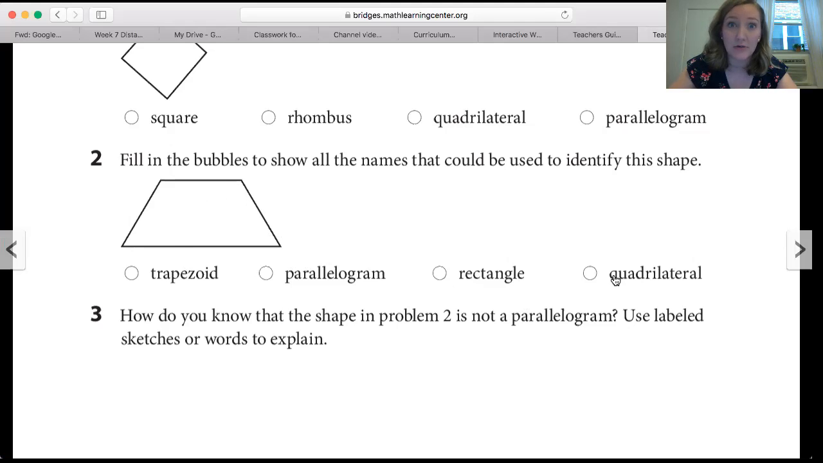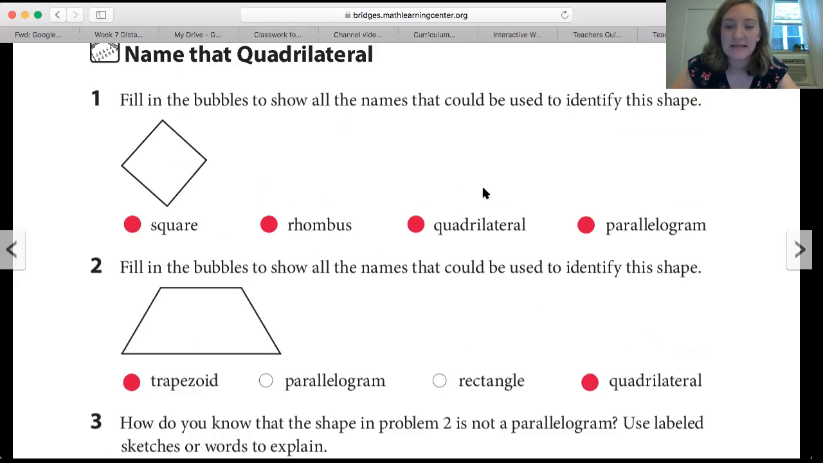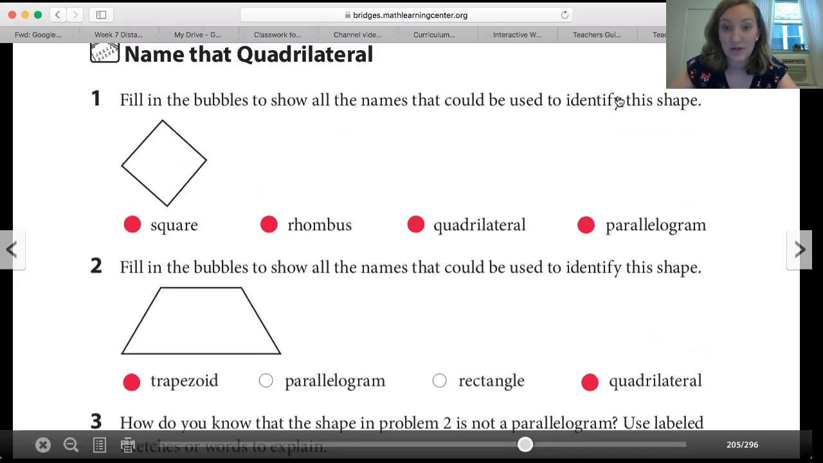Is it a quadrilateral? Does it have four sides? Yeah, it does. So I'm thinking it's a trapezoid. It's a parallelogram. No, it's not a parallelogram. It's a trapezoid. And it's a quadrilateral. I think it's the first one and the last one. Let's check our answer key. Yes, it was the first bubble and the last bubble. It's a trapezoid and it's a quadrilateral. Great job.